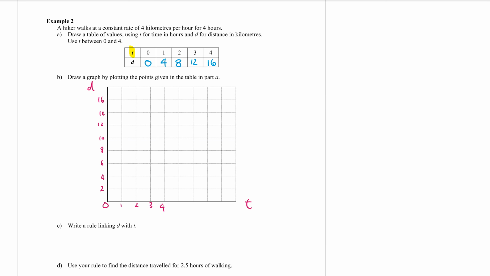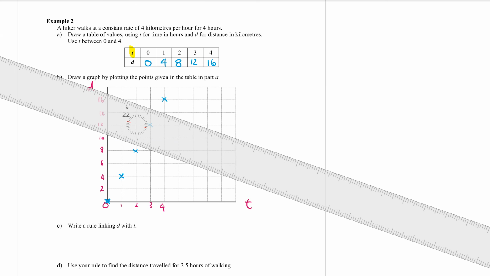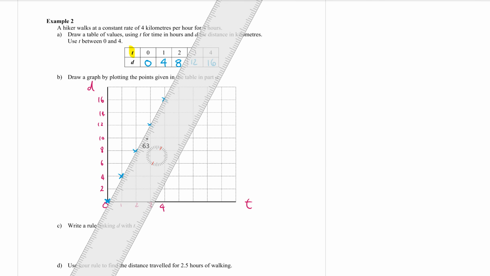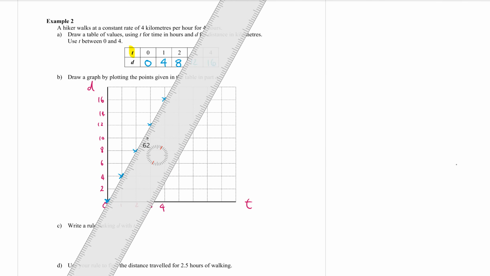Now we plot the points. So 0, 0 would be right here at the starting corner. Then t is 1, distance is 4. 2 goes to 8, 3 goes to 12, and 4 goes to 16. And again, we get a beautiful straight line to represent that problem.